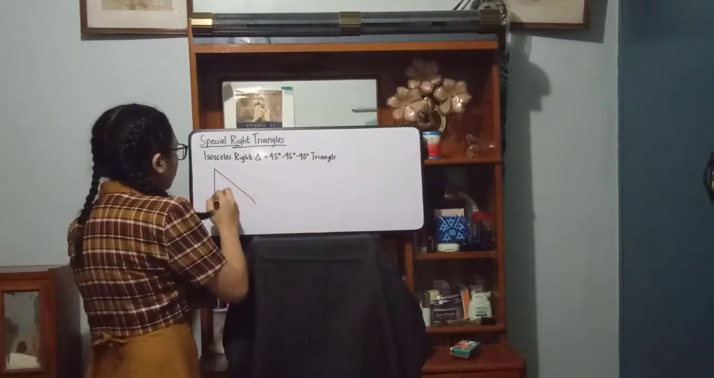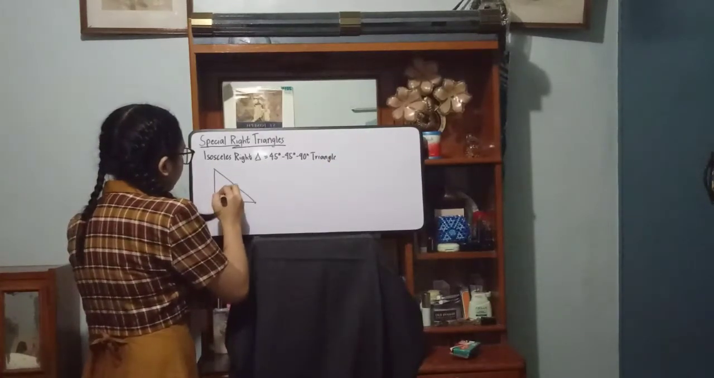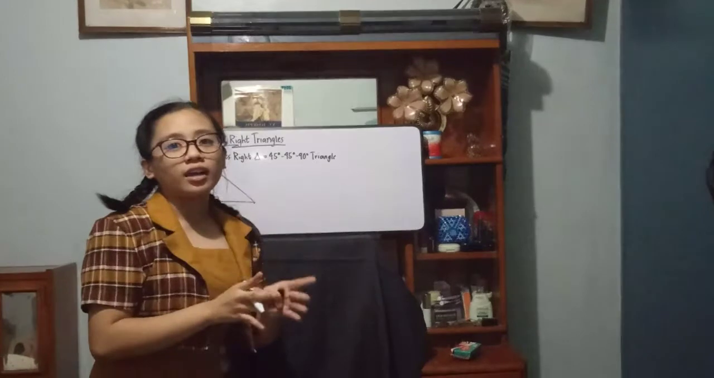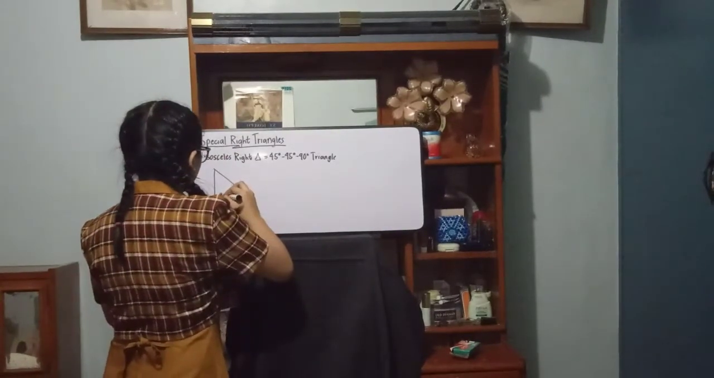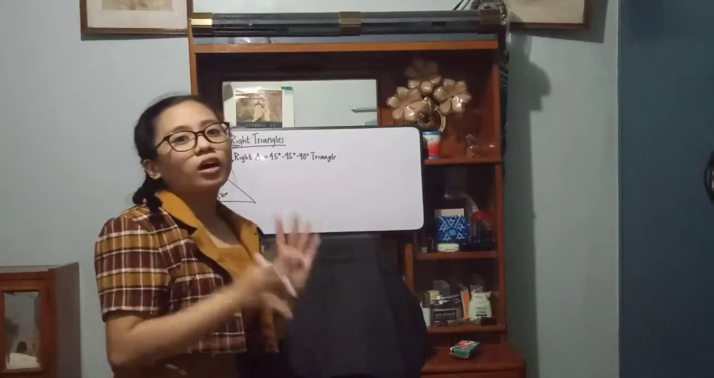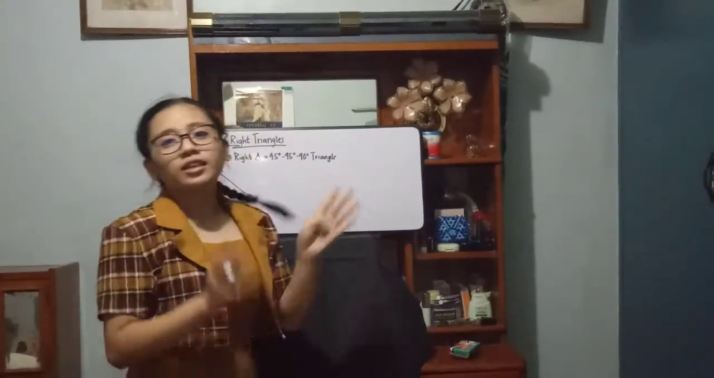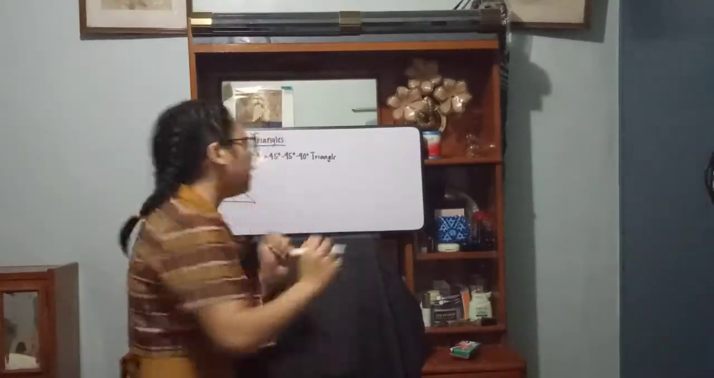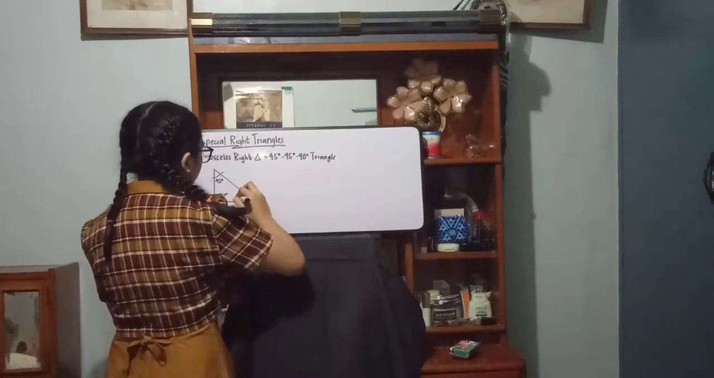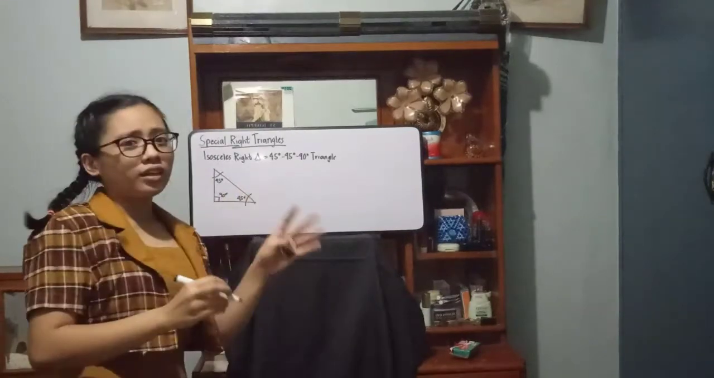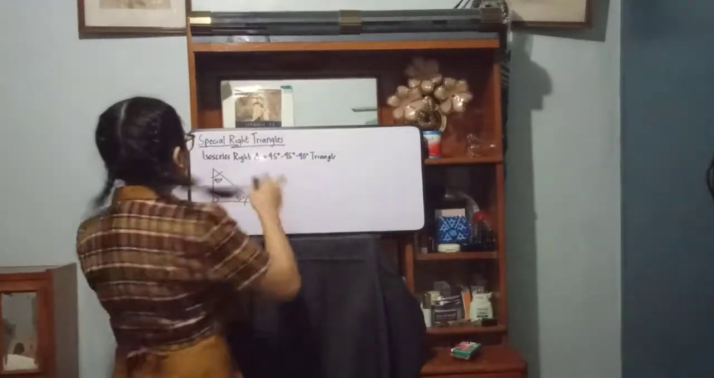In the illustration of this triangle, there's one right angle that of course measures 90 degrees, and there are two acute opposite angles that each measure 45 degrees. This is 45, and this is 45 too. Let's name the triangle A, B, and C.